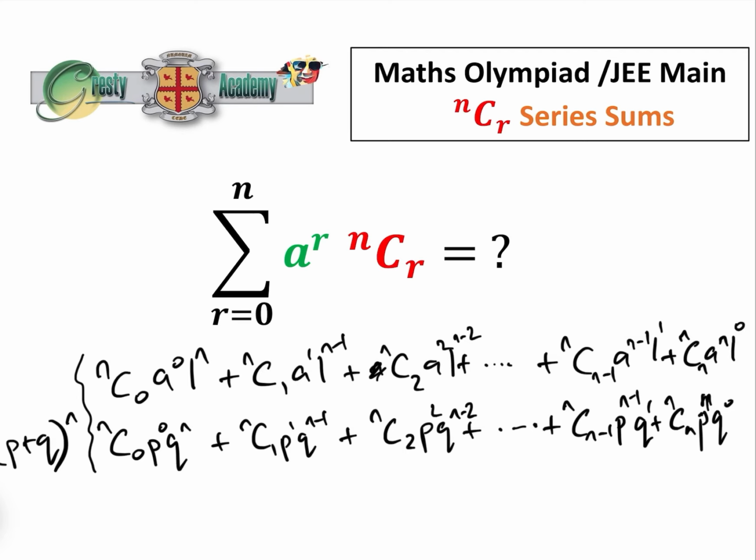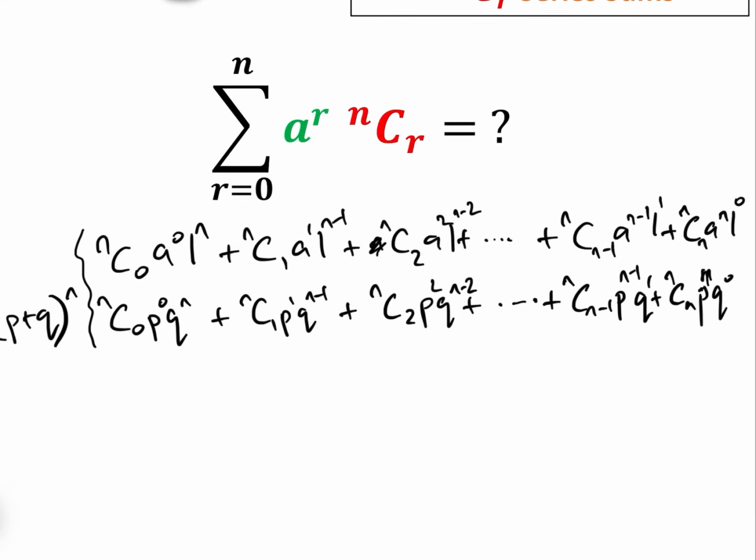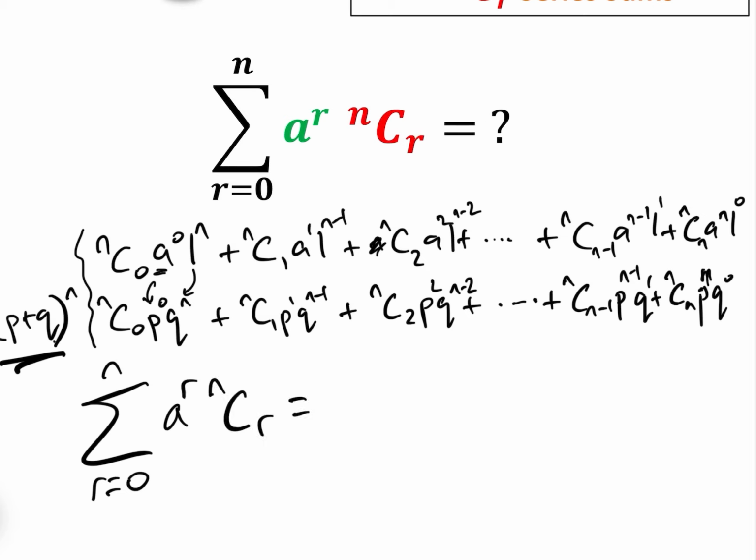We haven't changed the expression in the slightest, but when we look at these two, we can see that if we put a as p and 1 as q, then we have already got the sum. The sum is p plus q to the n. So basically we can now just write the solution that the sum between r equals 0 and n of a^r nCr is, putting a and 1 instead of p and q, a plus 1 to the power of n. Hey presto. Now, in actual fact, this is really powerful.